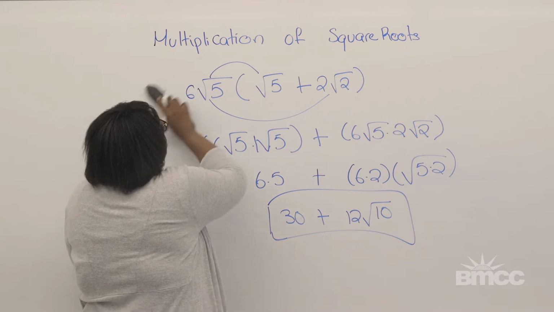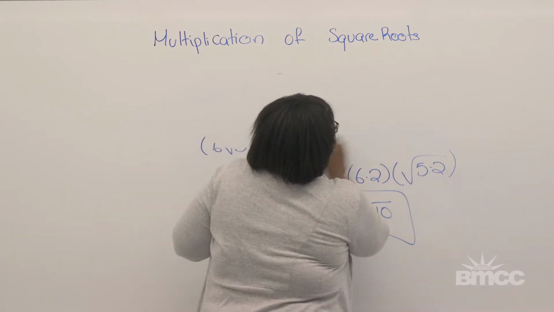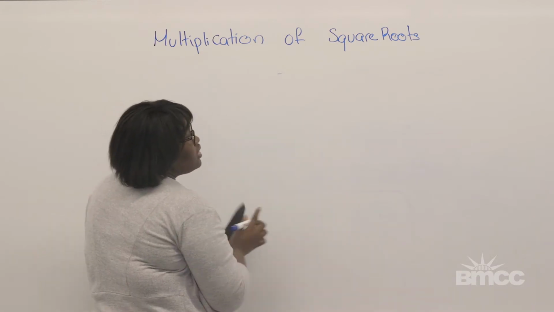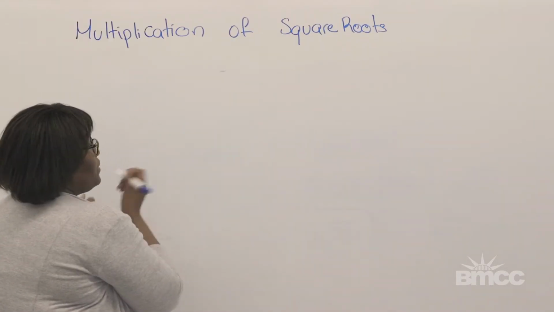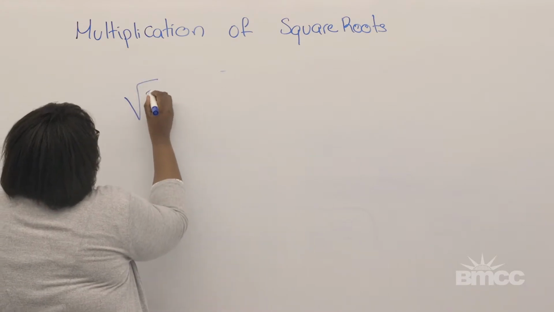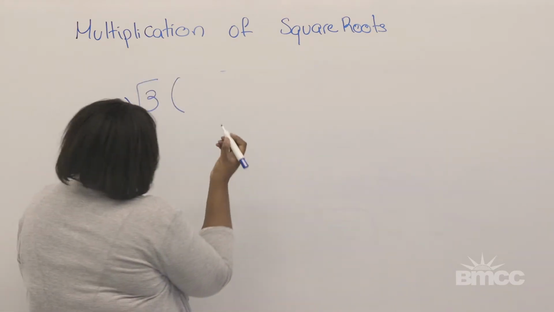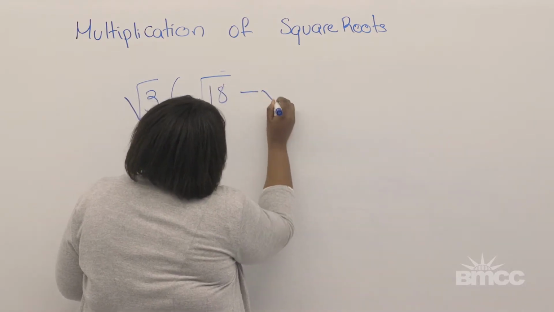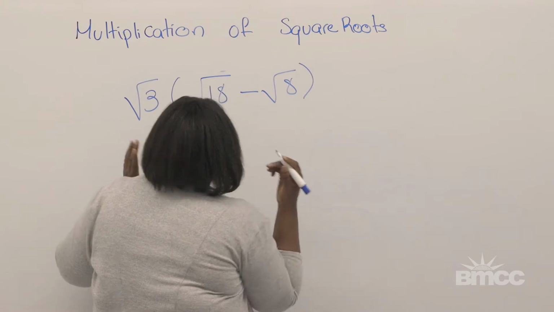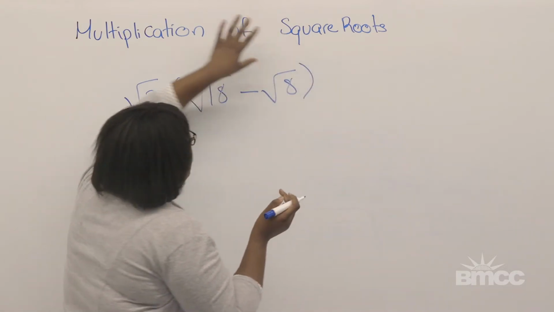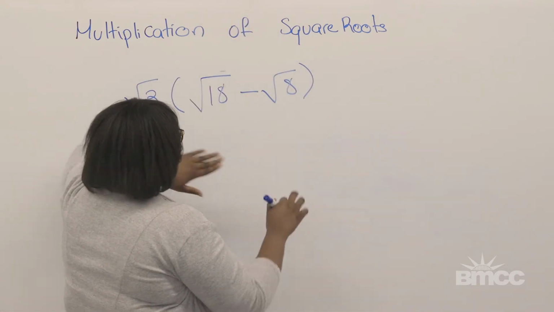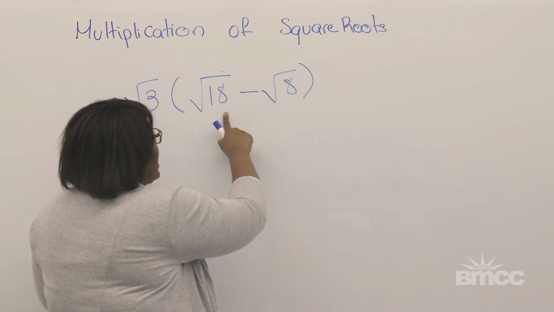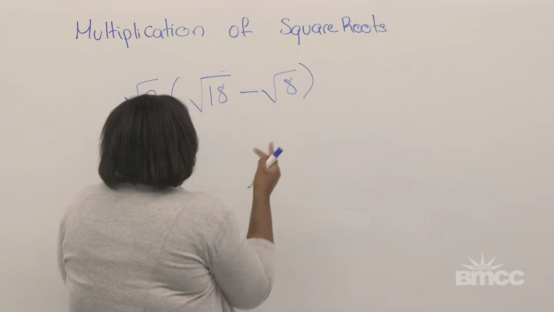Now, next example would be if we were to have radical 3 times radical 18 minus radical 8. Again, we have to simplify anything within the parentheses first. So first here we have radical 18 and we have radical 8. We know these can be simplified, so we're going to simplify them first.